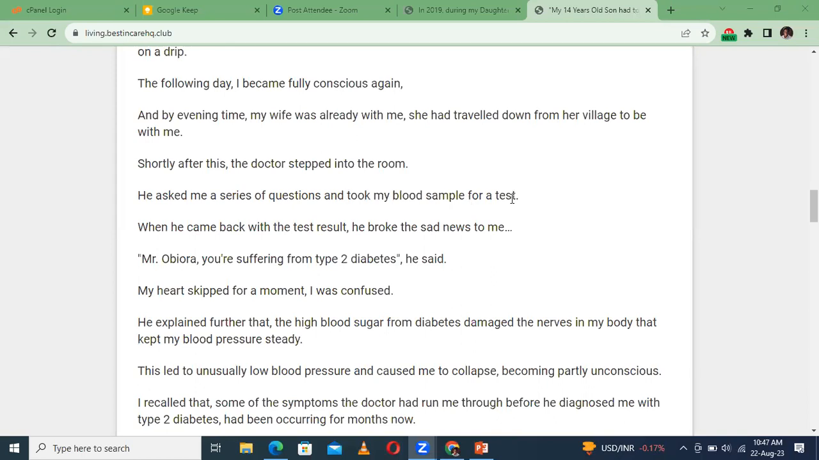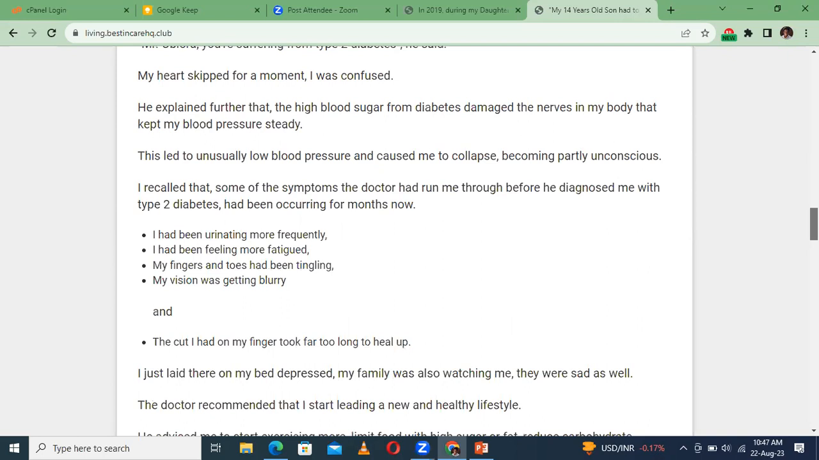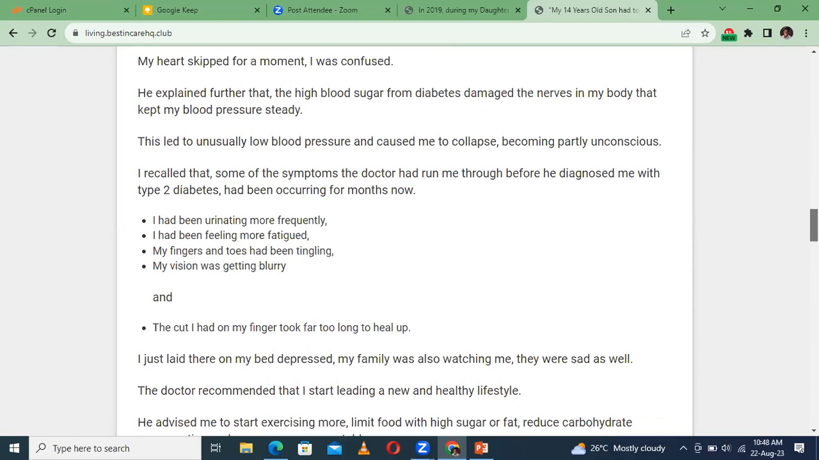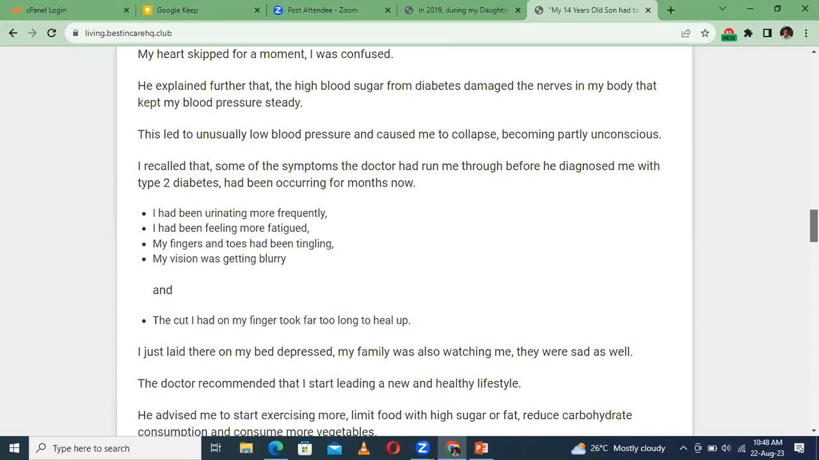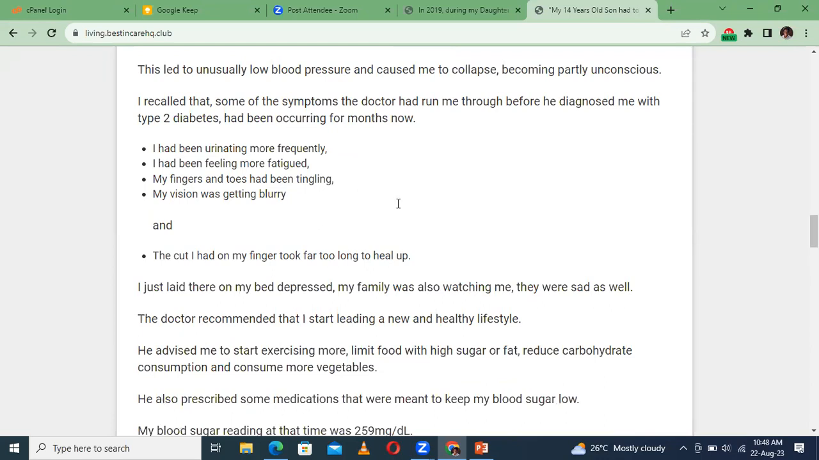He asked me a series of questions and took my blood sample for a test. When he came back with the test results, he said to me, Mr. Obiora, you are suffering from type 2 diabetes. My heart skipped for a moment. I was confused. He explained further that the high blood sugar from diabetes damaged the nerves in my body that kept my blood pressure steady. This led to unusually low blood pressure and caused me to collapse, becoming partly unconscious. I recall that some of the symptoms the doctor had drawn me through before he diagnosed me with type 2 diabetes had been recurring for some months now.